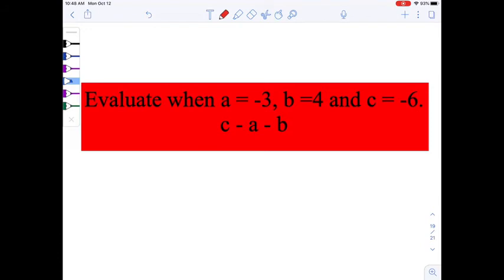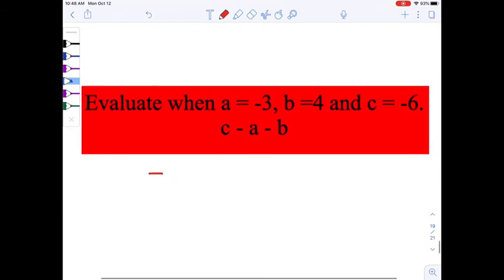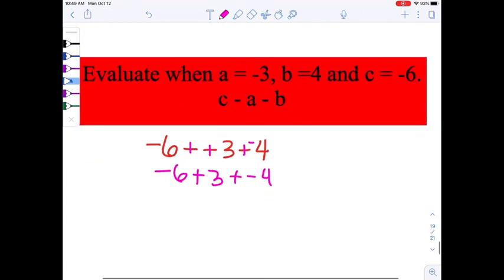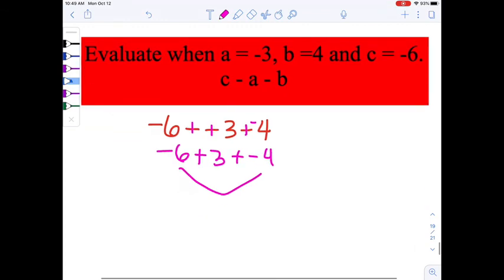This problem says to evaluate when A is -3, B is 4, and C is -6. So C is -6 minus A is -3 minus B is 4. So now where I have subtraction, I'm going to add up. Add up, left to right, 2 marks. And then I'm also going to do the same with the second subtraction. I'm going to add up. Now we have -6 plus 3 plus -4.